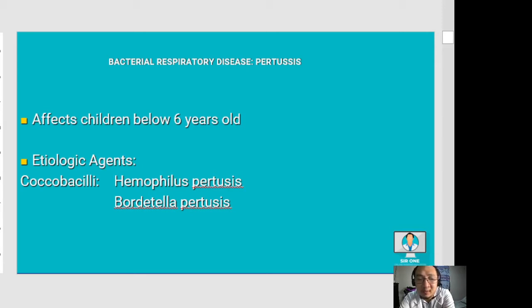it is followed by vomiting. So again, there are attacks of spasmodic coughing, followed by a whoop sound. That's the long drawn inspiration or inhalation, and usually it ends with vomiting. And it is common. I mean, it affects more children than any other age groups in the population. And the etiologies are Haemophilus pertussis or Bordetella pertussis, although most of the references are giving Bordetella pertussis as the more common one.